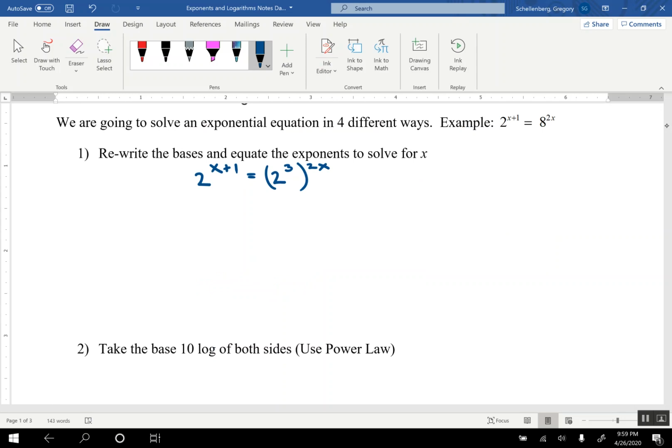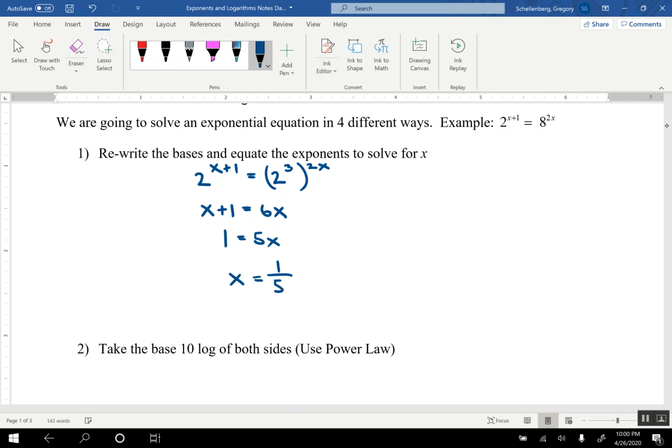So from here, we'll skip some steps. We have single powers with the same base on either side of the equation, so we can drop the base and we can evaluate the exponents. So we're going to be left with x plus 1 on the left-hand side. And then using power law, 3 times 2x, we get 6x on the right-hand side. We get 1 is equal to 5x, and so x is equal to 1 over 5.